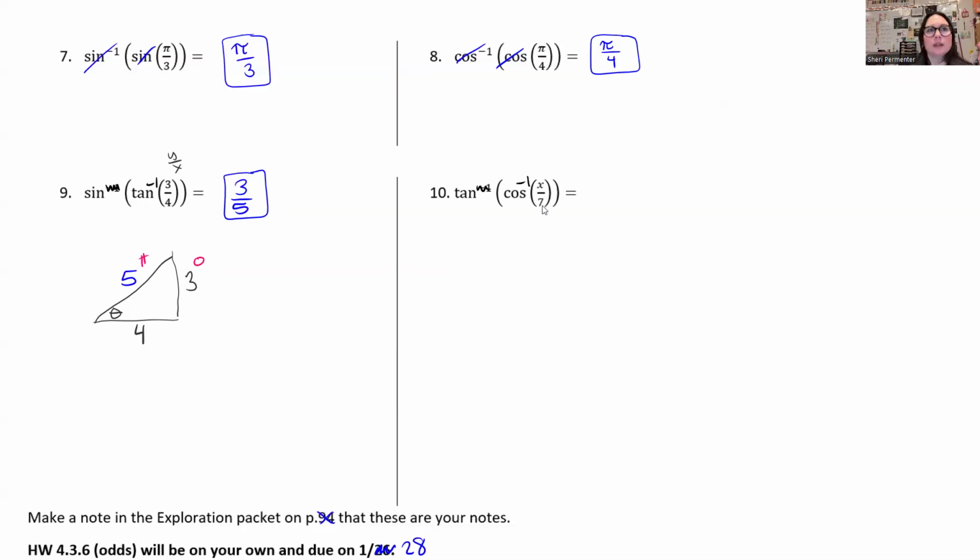The next one, we're going to do the same thing. We're going to draw a triangle. X over 7 is not values on the unit circle. These are not the same trig functions. I can't just cancel them out. Also, make the correction because it's written incorrectly. So I'm going to make a triangle again.